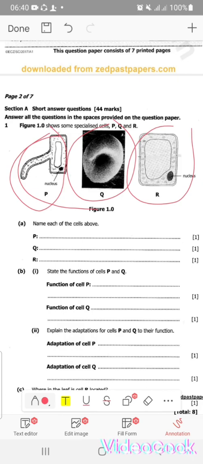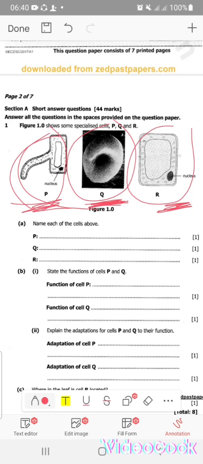If you look at cell P, this is a root hair cell. Cell Q, this is a red blood cell. Then cell R, that is the palisade cell.